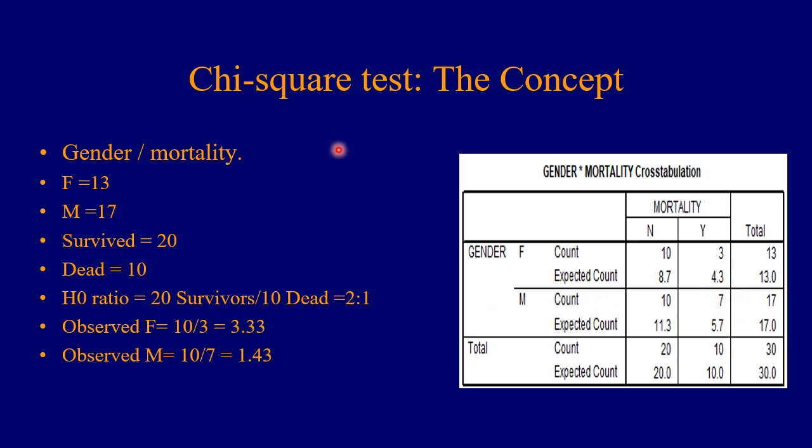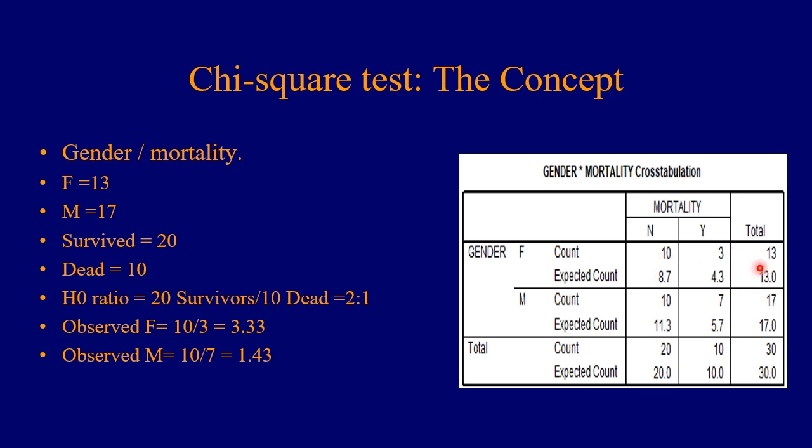Now, chi-square tests would want to quantify this difference, and the way to quantify it is to find imaginary figures, some expected figures that would fit this ratio of 2 to 1 survived against dead in both genders. So the expected figures for females will be 8.7 against 4.3, this is 2 to 1, and for the males it will be 11.3 against 5.7, this is again 2 to 1, the expected ratio. The difference between these two figures, the expected and the actual, would represent the deviation of the actual count from the ideal situation. Then it would show that there is a difference between the two genders.